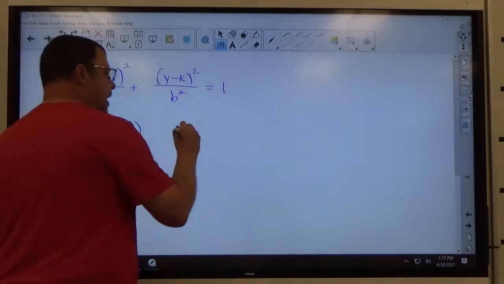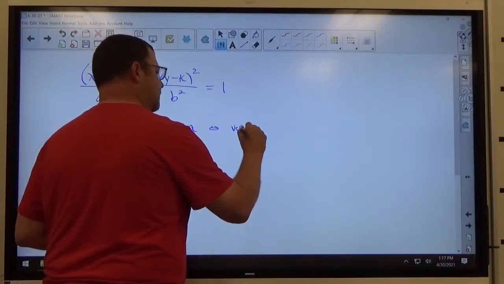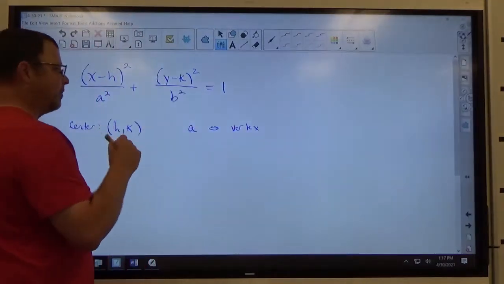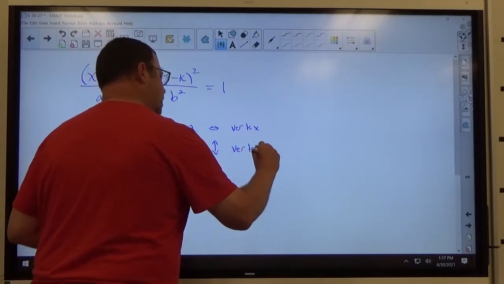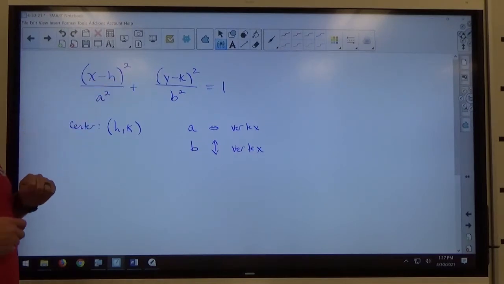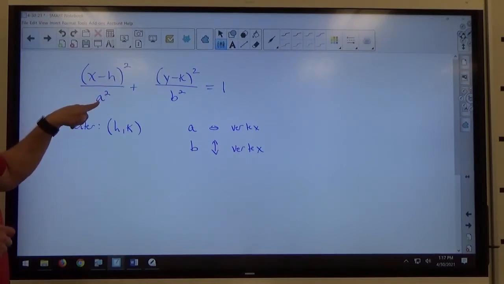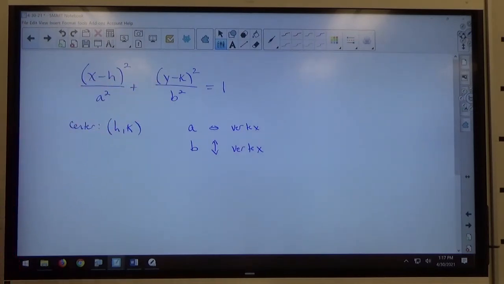is h comma k. And a is how far we go right and left to get to a vertex. There's two vertices, left and right. And b is how far we go up and down to get to the two other vertices. An ellipse has 4 vertices, 2 horizontal, 2 vertical, that are equidistant from the center. Same distance left and right, same distance up and down. a and b being the square roots of the number under x and under y. x goes left to right, a determines left to right; y goes up and down, b determines up and down. So it's pretty straightforward as far as the structure is concerned.